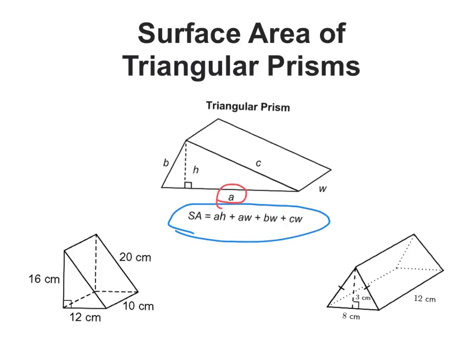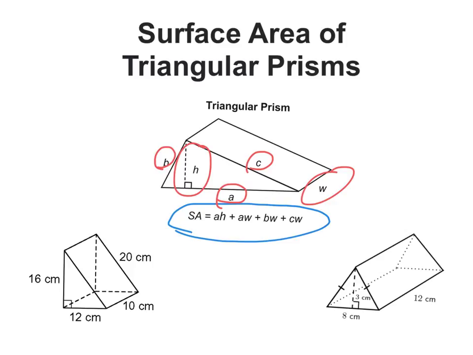The letter A will always be the base of your triangle. The letter B will always be one side of your triangle. The letter C will always be the third side of your triangle. The H, once again, will always make the height, and that will meet the base so that you make your right angle. And then your width will show you how far back or how wide your rectangular or sometimes even your triangular piece is on your triangular prism.